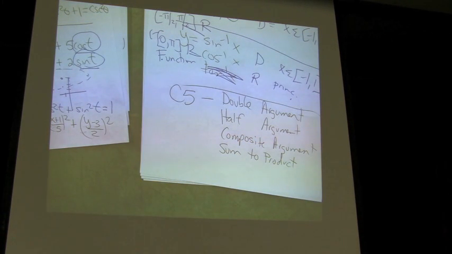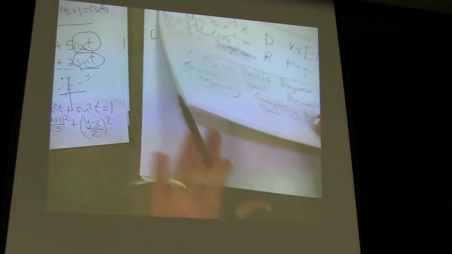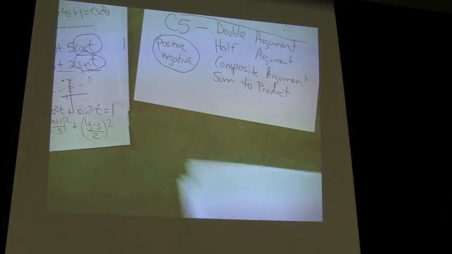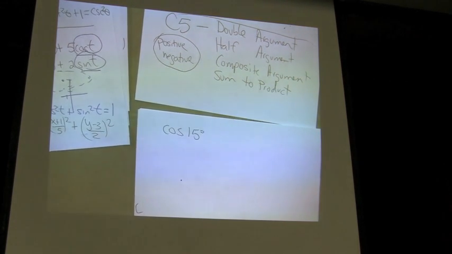In this chapter, you have to be very careful with what? Positives and negatives. And then it comes down to an application of these properties, such as what's cosine of 15 degrees? What do you use? Cosine of half of 30.